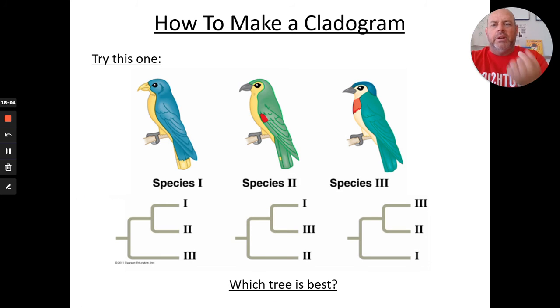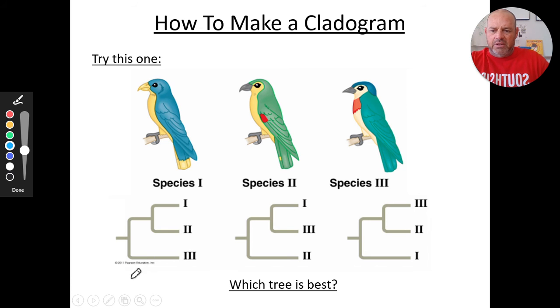So here's how to make one again. You have some data here, so try this one. Which tree do you think is best? You have species 1, species 2, and species 3. All of these birds, they all have things kind of in common with each other. But do you think tree 1, is this one or this one or this one most likely to be the way it occurs?